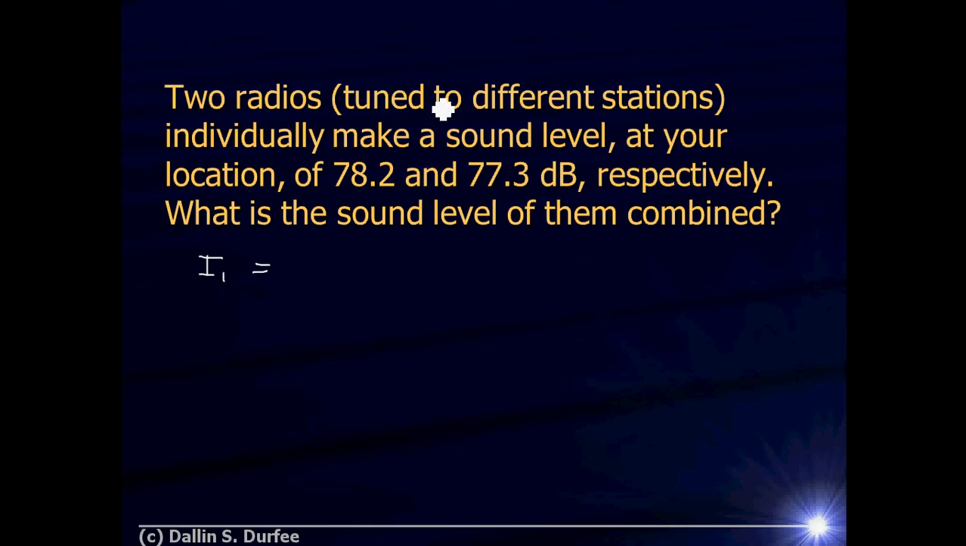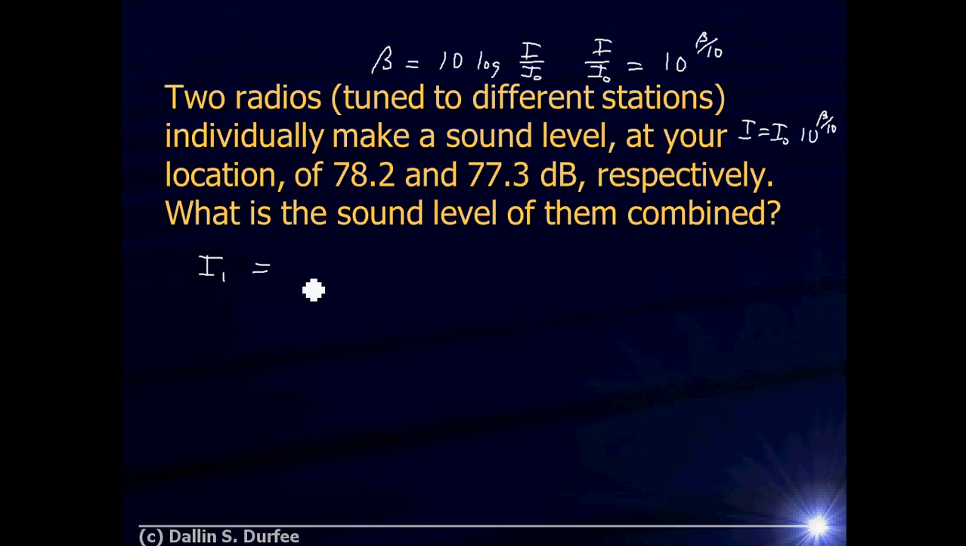I'm given a sound level, and remember, sound level is beta equals 10 times the log base 10 of the intensity over I naught. So if I divide both sides by 10 and then exponentiate, I find that I over I naught is equal to 10 to the beta over 10. Or in other words, intensity is I naught times 10 to the beta over 10, the sound level over 10.